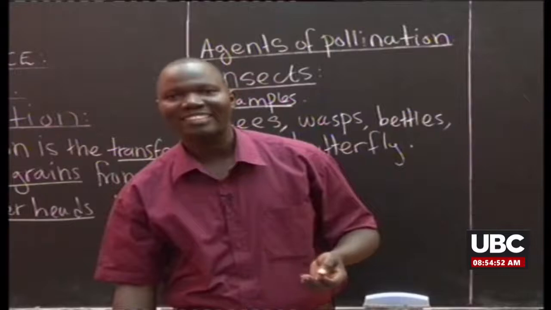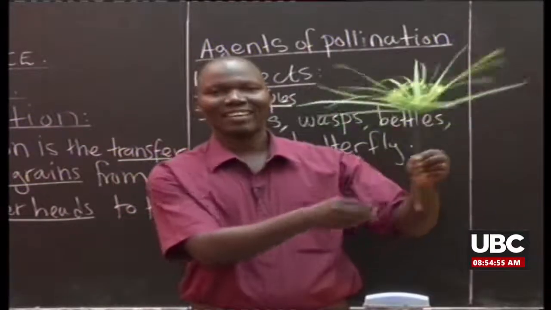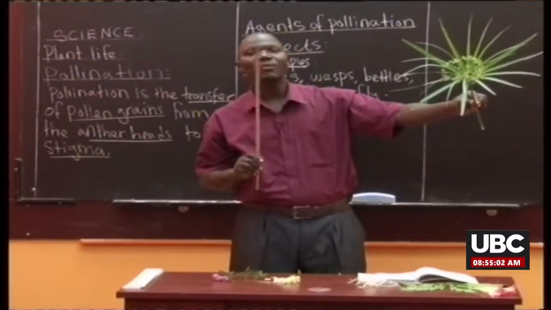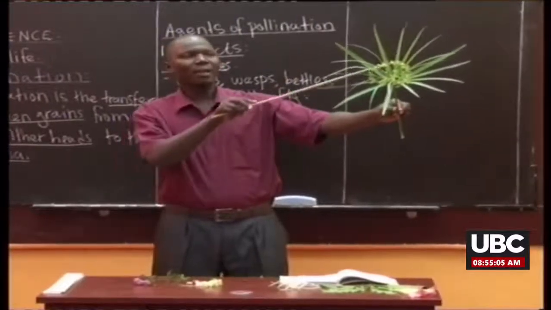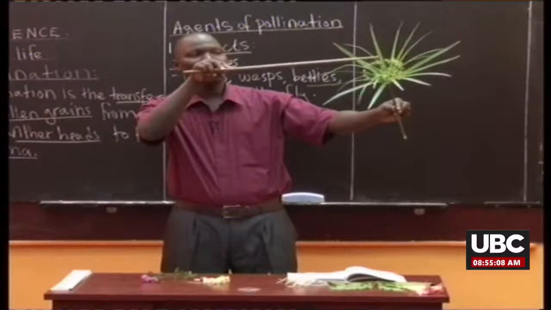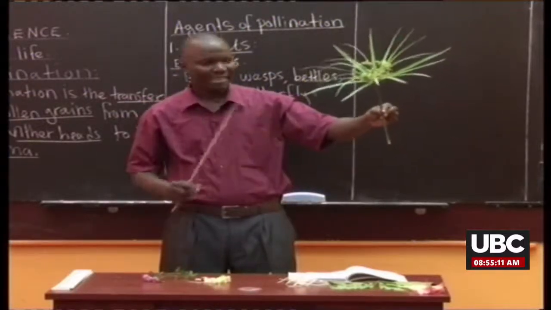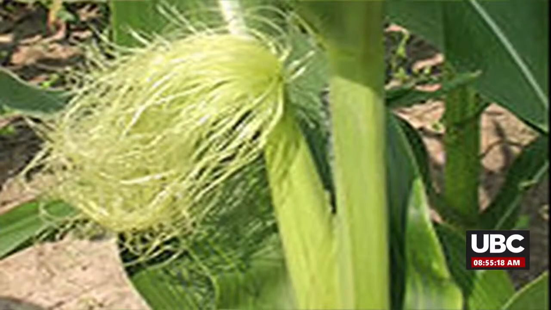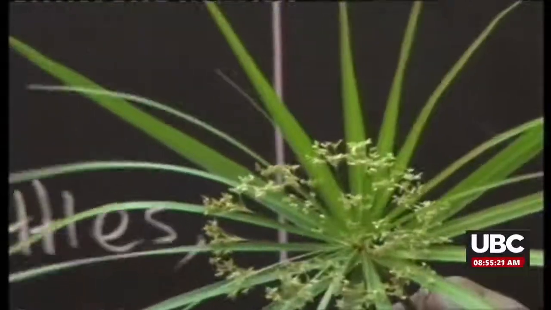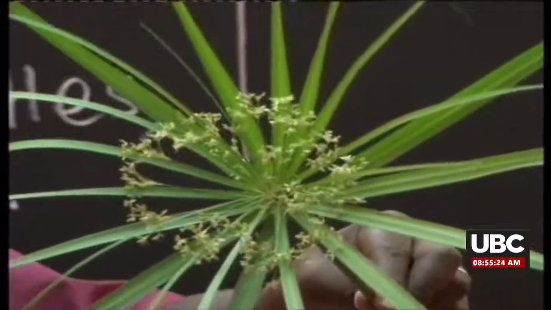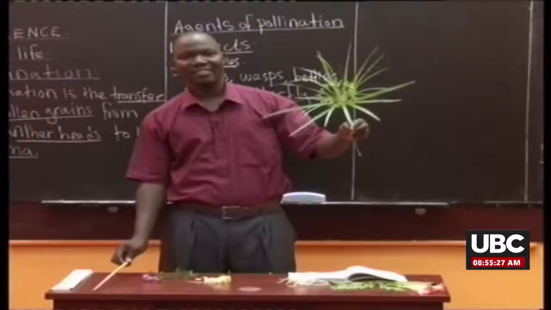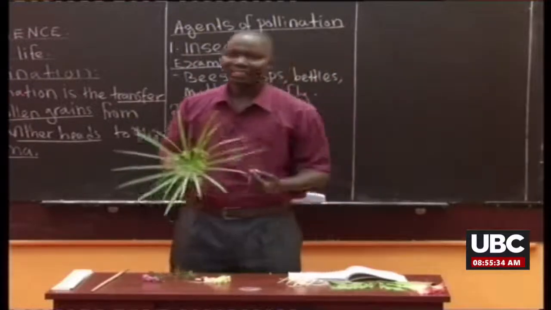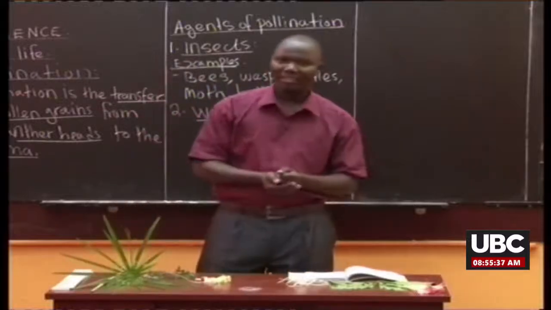Examples of such plants include these grasses. Look at the grasses, children. With these grasses, how are they pollinated? It's wind. As the wind blows, the pollen will shake and will fall onto another flower. Look at maize. As the wind blows up there, the pollen falls down onto the maize. So wind is yet another example of the agents that help to transfer pollen.